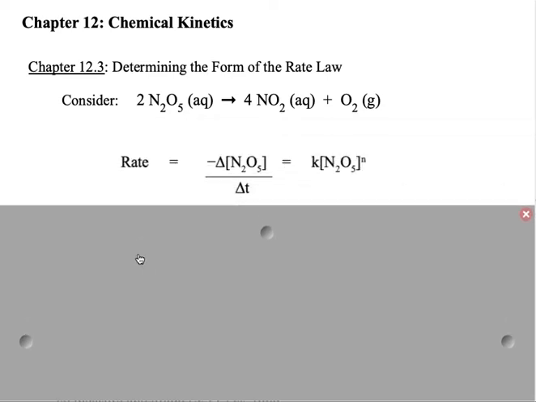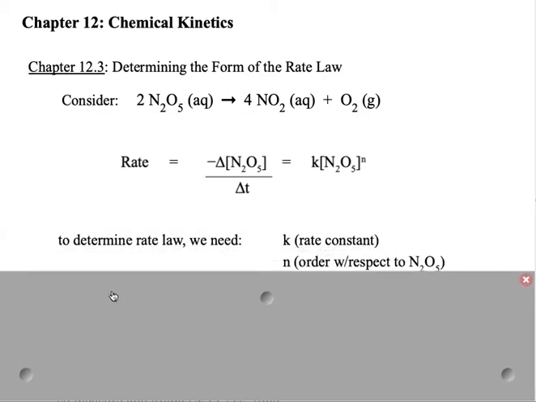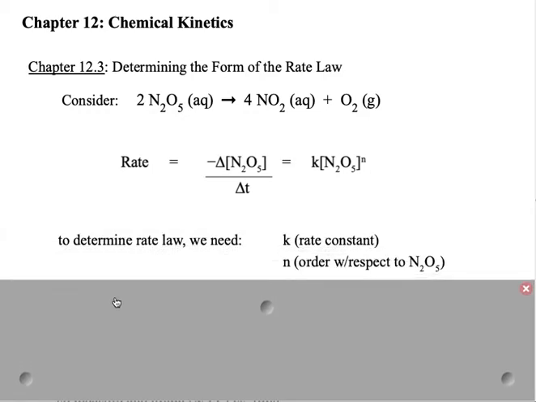We can write a hypothetical rate law that defines the rate as the decrease in concentration of N2O5 with respect to time, and we can simply say that's going to be equal to the rate constant times the concentration of N2O5 raised to the power of n, which is the order of the reaction with respect to N2O5. So in order to determine the full rate law, we need the numerical value of k, the rate constant, and we need the numerical value of n, the order with respect to N2O5.